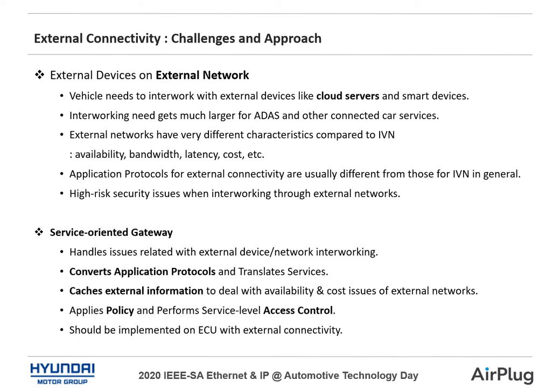Therefore, I introduce the service-oriented gateway on the in-vehicle side, which handles issues related to external network interworking. Furthermore, it can convert application protocols and translate services between in-vehicle and external network. On top of that, we come up with caching information to deal with availability and cost issues from wireless network. Finally, because of security, it can perform service level access control based on policy.